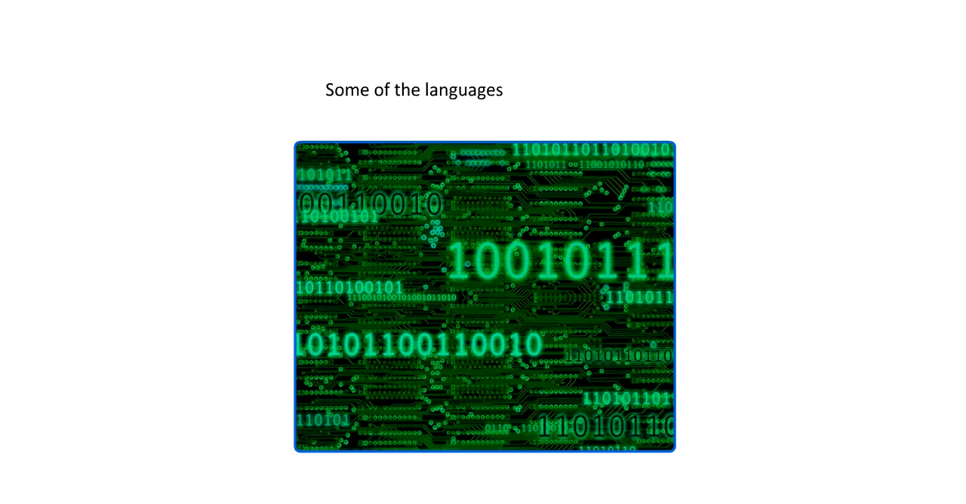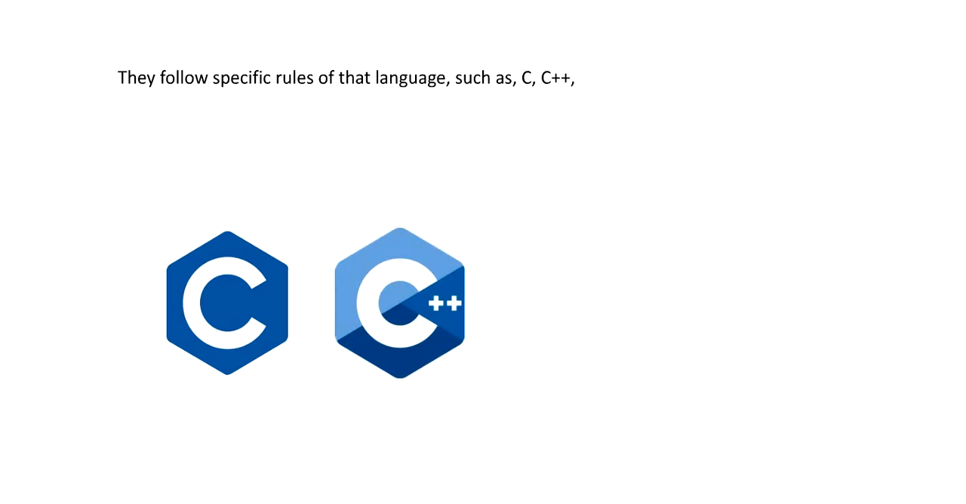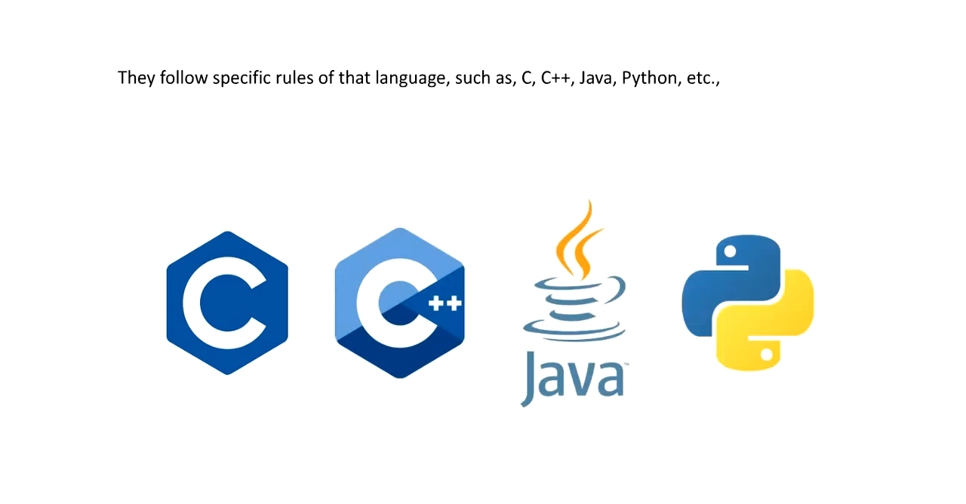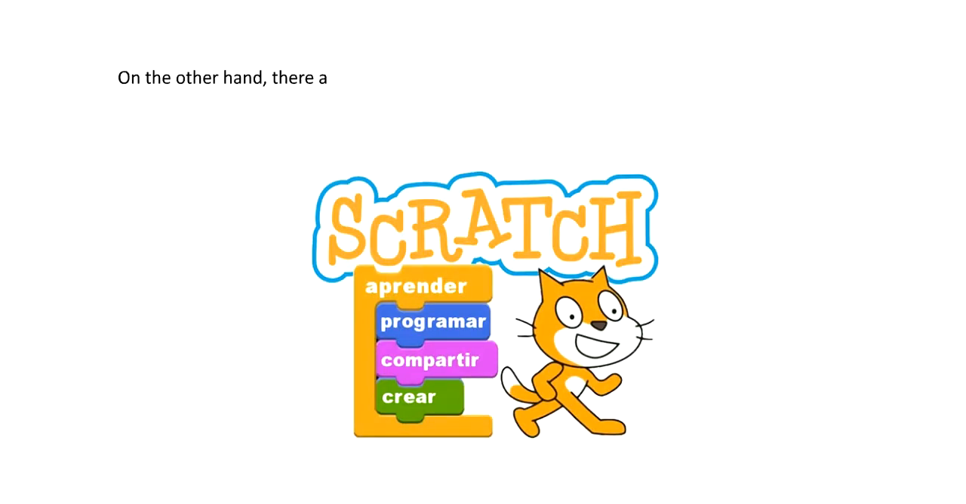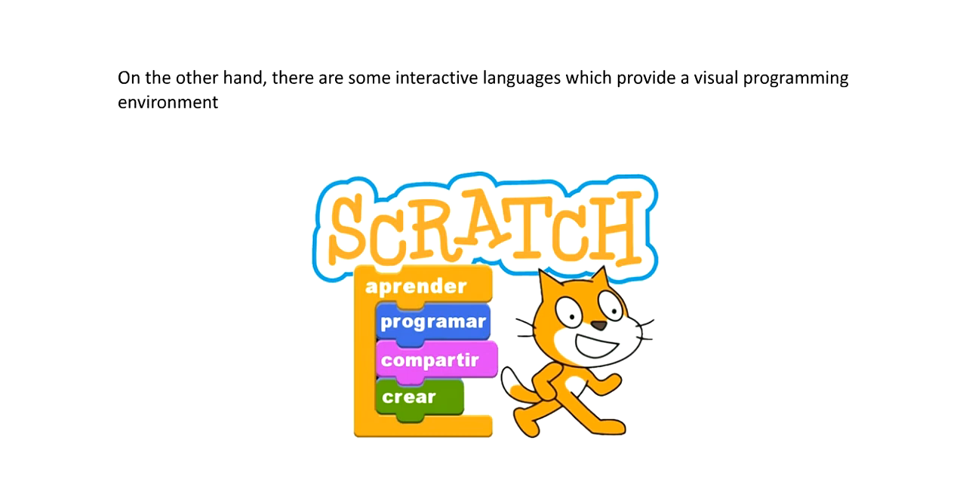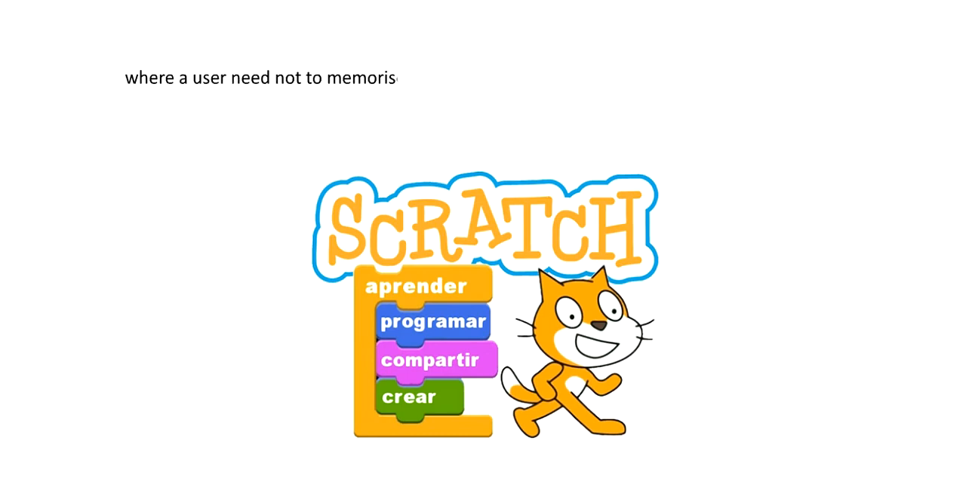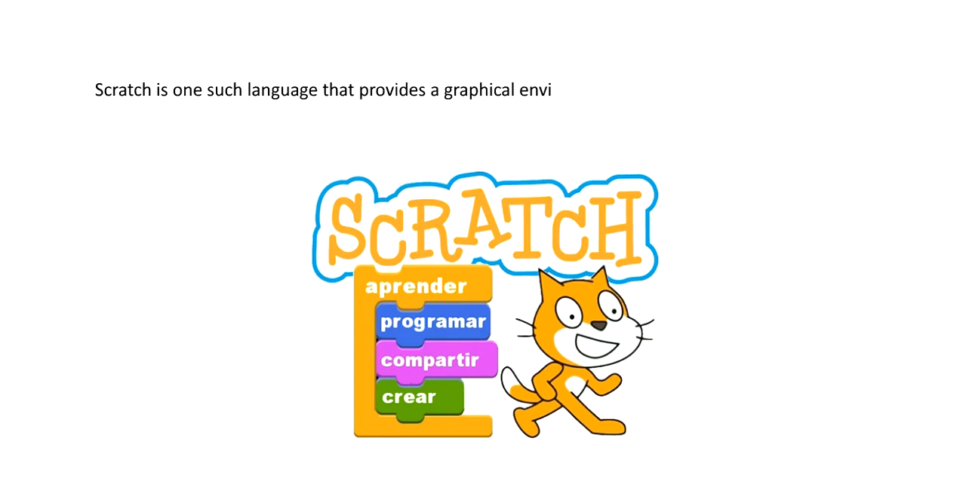Some of the languages are syntax based. They follow specific rules of that language, such as C, C++, Java, Python, etc., using which you can write programs. On the other hand, there are some interactive languages which provide a visual programming environment where a user need not memorize the syntax. Instead, he can use the predefined blocks to make the programs. Scratch is one such language that provides a graphical environment to the users to create programs.